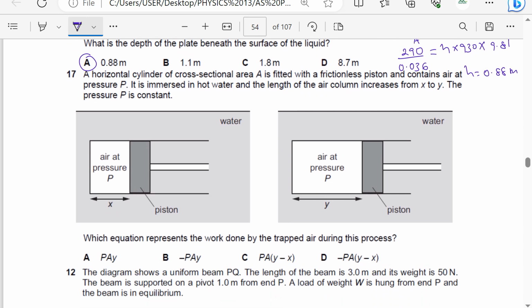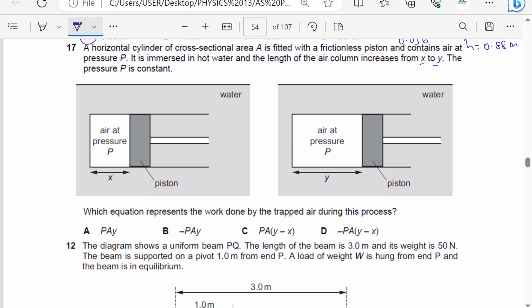A horizontal cylinder of cross-section area A is fitted with a frictionless piston and contains air at pressure P. It is immersed in hot water and the length of the air column increases from X to Y. The pressure P is constant. Which equation represents the work done?